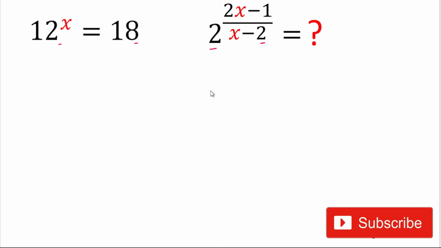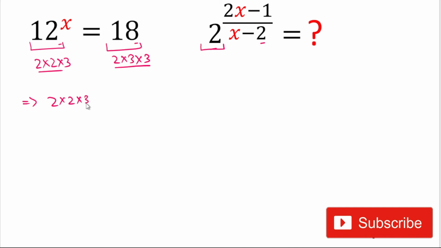Let's start the video. Here in the problem we have to find in the base of 2, and here it is given 12, so we have to factorize it. The factors of 12 we can write as 2 multiplied by 2 and 3, and 18 we can write as 2 multiplied by 3 multiplied by 3, so that we get 18. So likewise we'll write it as 2 times 2 times 3, raised to the power x, that is equal to 18. We will write 2 times 3 times 3.